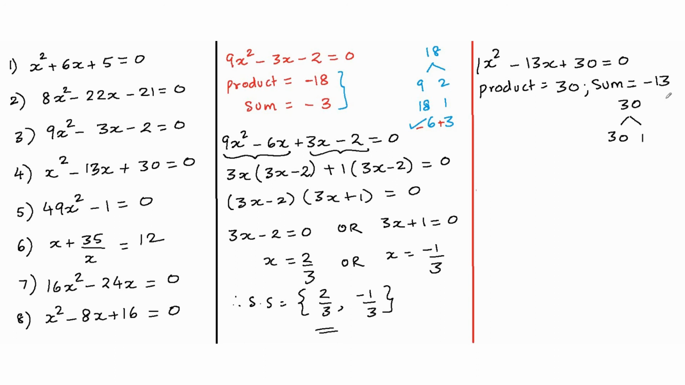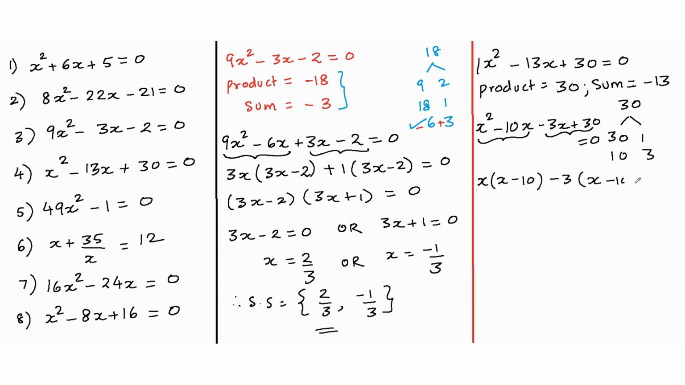30 ones are, but that doesn't give a sum of negative 13. Or 10 threes are. I believe 10 threes are works really fine. So I can write this as x square minus 10x minus 3x plus 30 equal to 0. What is common in these two terms? It is x. So I am left with x minus 10. And in these two terms, minus 3 is common.